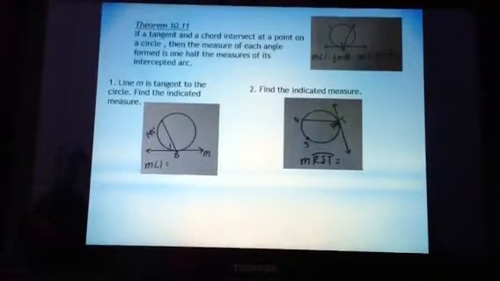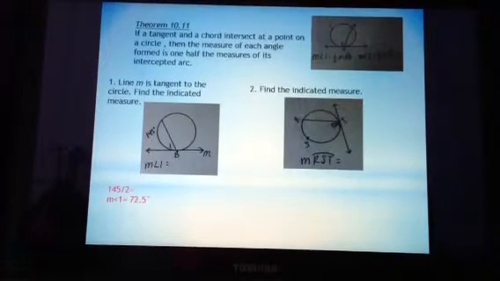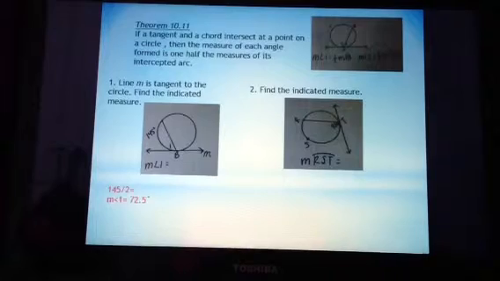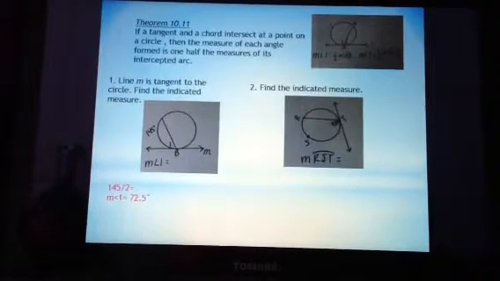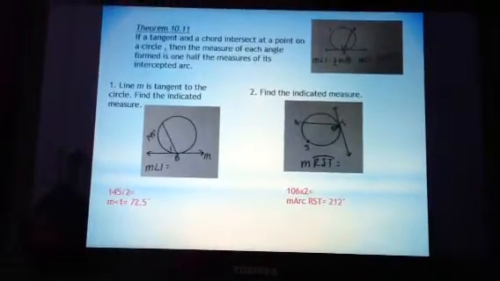For number 1, to find the measure of angle 1, you divide 145 by 2 and you get 72.5. For number 2, you would multiply 106 by 2 to get the arc RST, which would be 212.